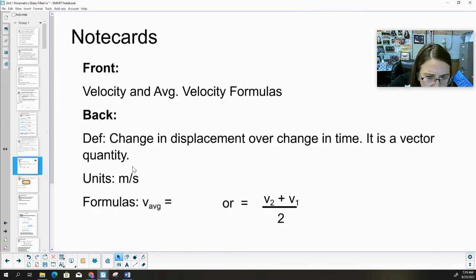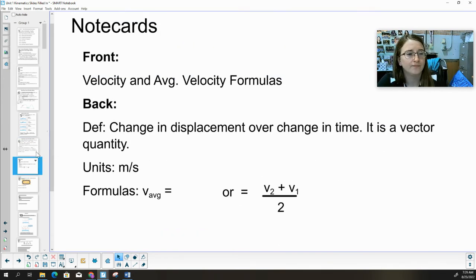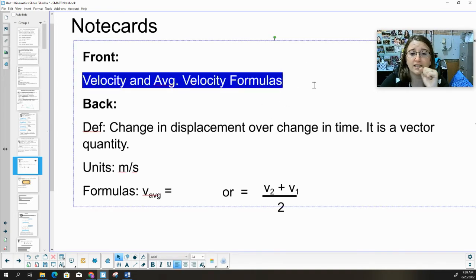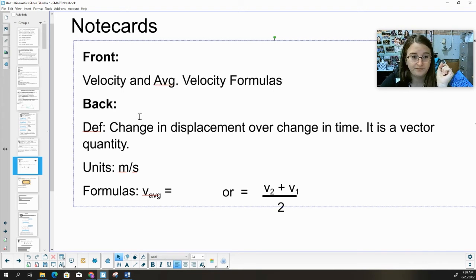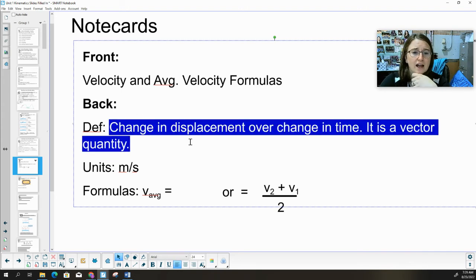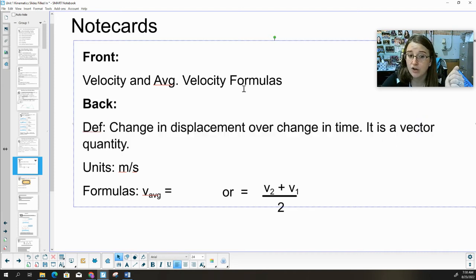I want you guys to write this one down as well. It'll be on the note card. So last note card, and then this video is done. We're going to continue with this tomorrow. On the front, I want velocity and average velocity formulas. So the definition on the back side is change in displacement over change in time. Velocity is a vector quantity, tells us the direction of travel. Units are meters per second.